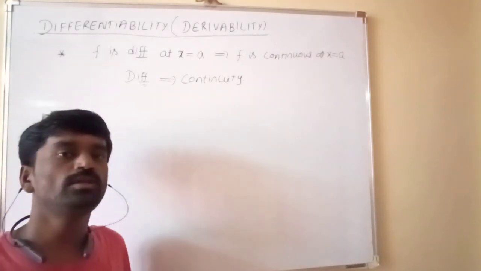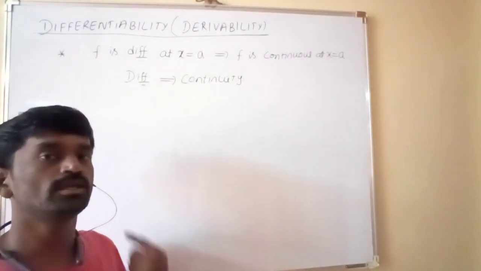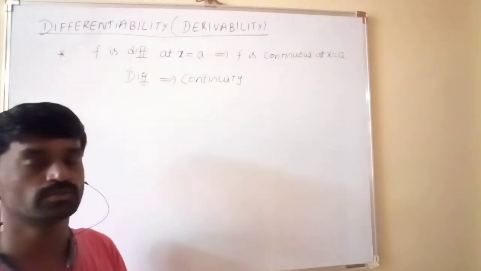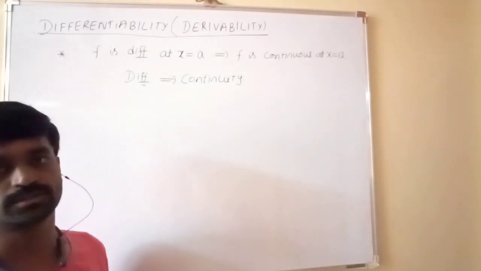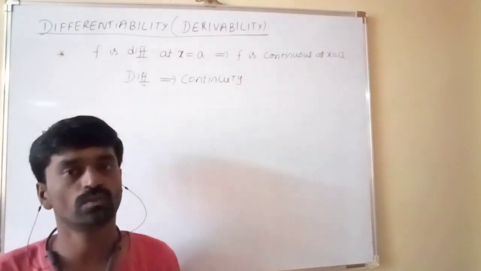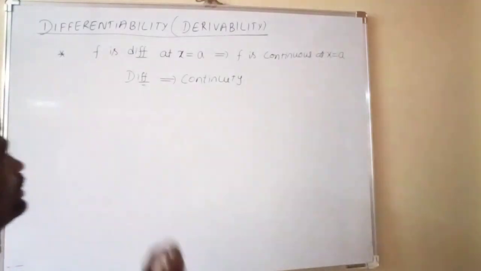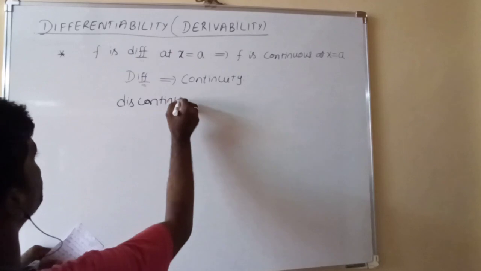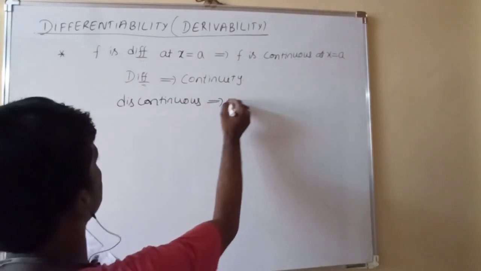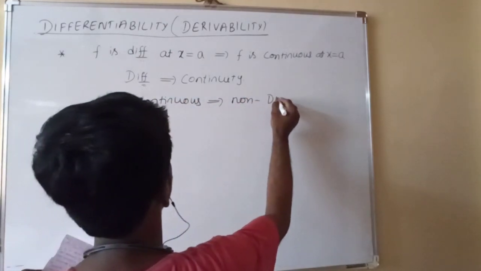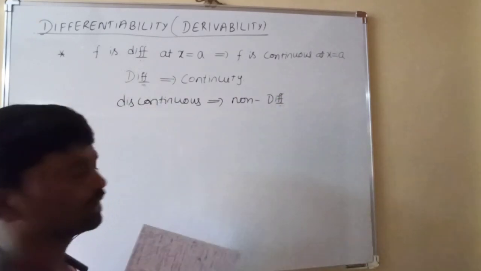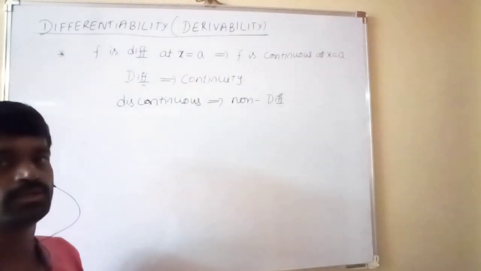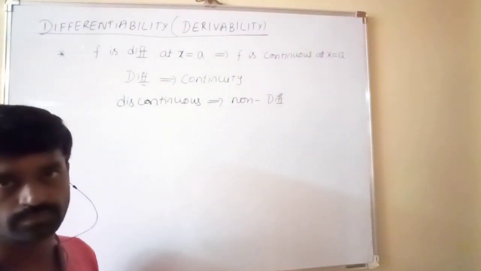Suppose level 1 only is not completed. Is it possible to say level 2 is completed? No. That means level 1 is not completed means what? Discontinuous functions. So discontinuous functions are always non-differentiable. That means discontinuity or discontinuous implies non-differentiability. Suppose I'm unable to complete level 2. That means non-differentiable. Okay.